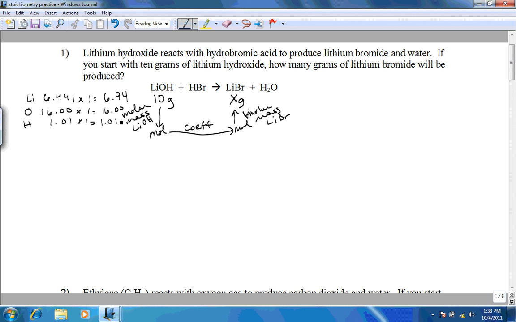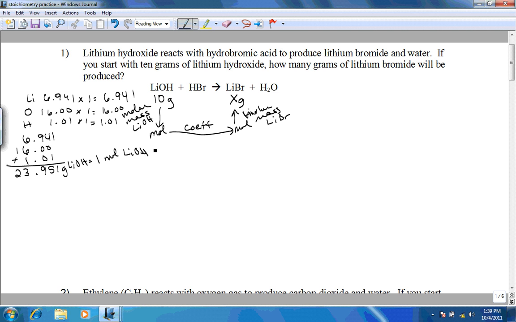Which means that the lithium is 6.941 times 1. Oxygen 16.00 times 1 is 16.00, and hydrogen is 1.01 times 1. We're going to add all 3 of those numbers up in order to figure out the conversion factor for lithium hydroxide. And that comes out to be 23.951 grams of lithium hydroxide is equal to 1 mole of lithium hydroxide.